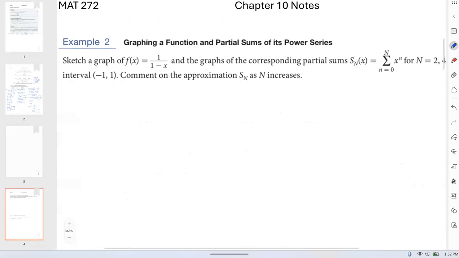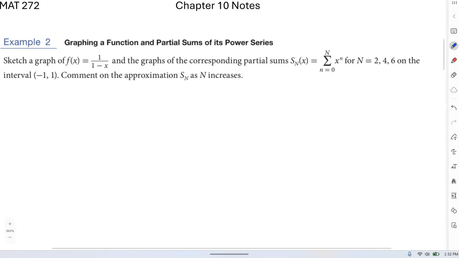So let's look at another example. In example 2, they want us to sketch the graph of f of x equals 1 over 1 minus x, and then find the graphs of the corresponding partial sums. S of n of x equals the sum from n equals 0 to capital N of x to the n for capital N equals 2, 4, and 6 on the interval from -1 to 1.